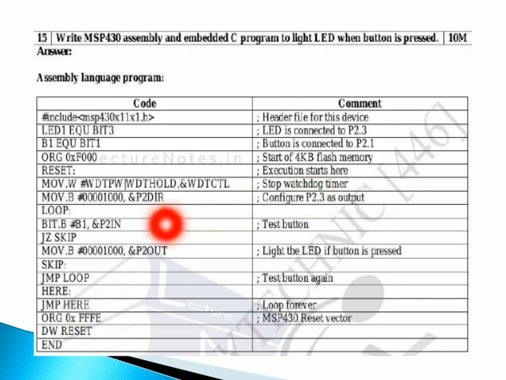So this is stopping your watchdog. After that you are configuring P2.3 as output. Then there will be a loop. Now you have to test the button, so you are using bit.b #B1, &P2IN. Now if it is 0, then you have to skip. Then you have to light the LED if the button is pressed. Then this loop is used to test the button again. So this will continue forever. Otherwise your MSP430 will be reset.